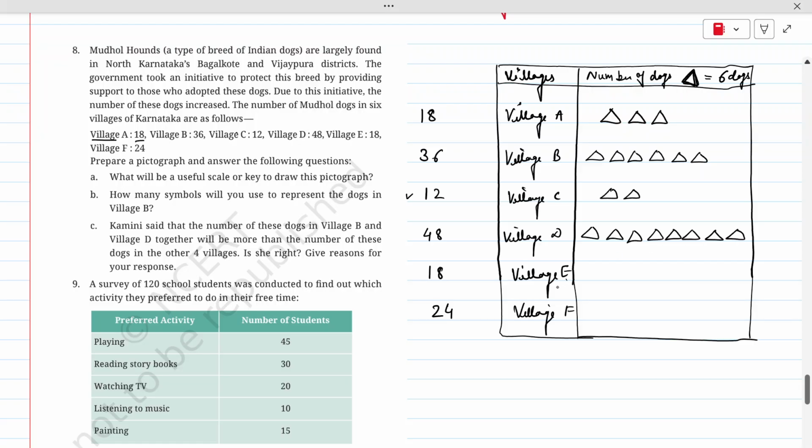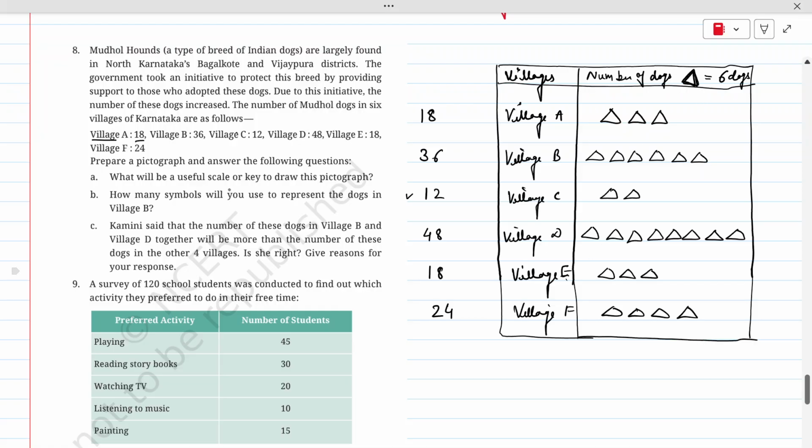And then we have village E. In village E, what we have here is 18. So again 3, 18 divided by 6 is 3. Last is 24 divided by 6, which is 4. So we'll have 4 triangles here. I hope this is clear. What we have done, we have taken a scale of 6 using the numbers given to us. Okay, so we have to analyze the data given to us. Accordingly, we will identify the scale, and we have drawn this pictograph.